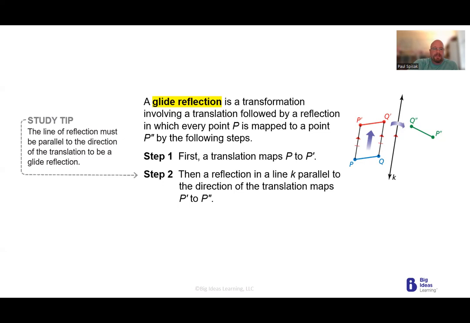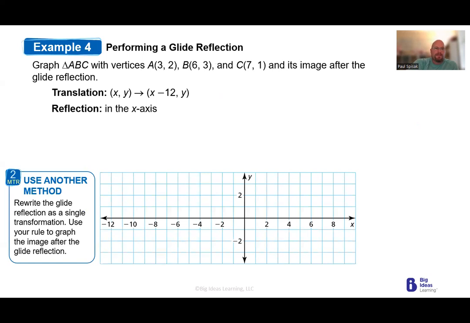So you notice they're going from PQ to P prime Q prime, and then they're reflecting over the line to P double prime and Q double prime. An easy way to think of this is footprints in the sand. If you're taking a step on the beach, each footprint would look like a glide reflection of the previous. All right, so now on example 4, performing a glide reflection.